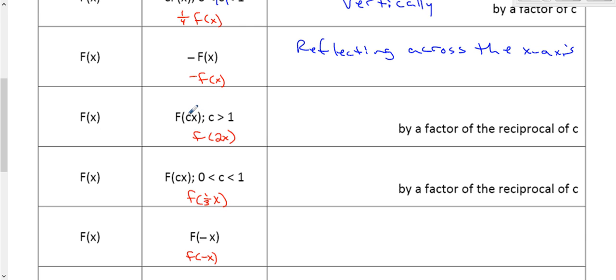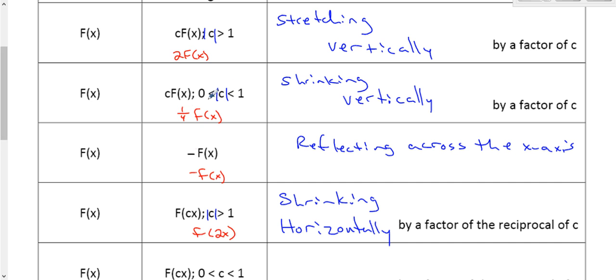Looking on the inside, if the absolute value of c is greater than 1, this is shrinking horizontally by a factor of the reciprocal value of c. So in my example, this would be shrinking by a factor of 1/2. Up here, this would be shrinking by a factor of 1/4. This would be stretching by a factor of 2.